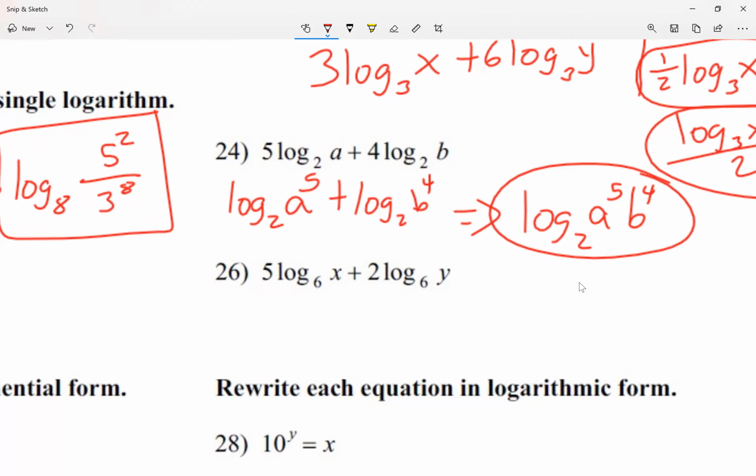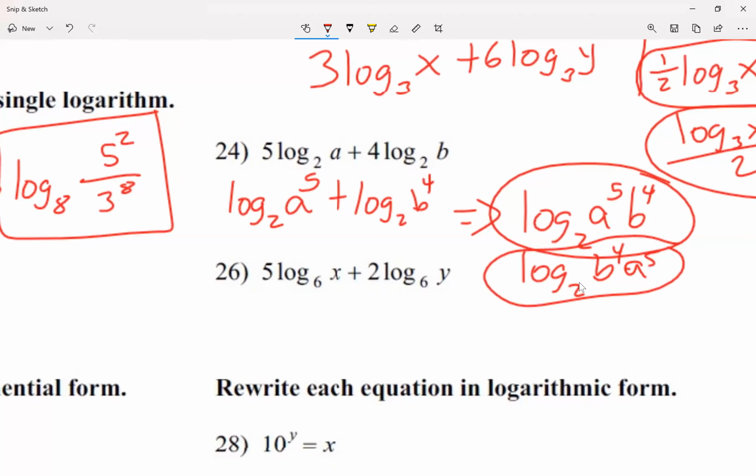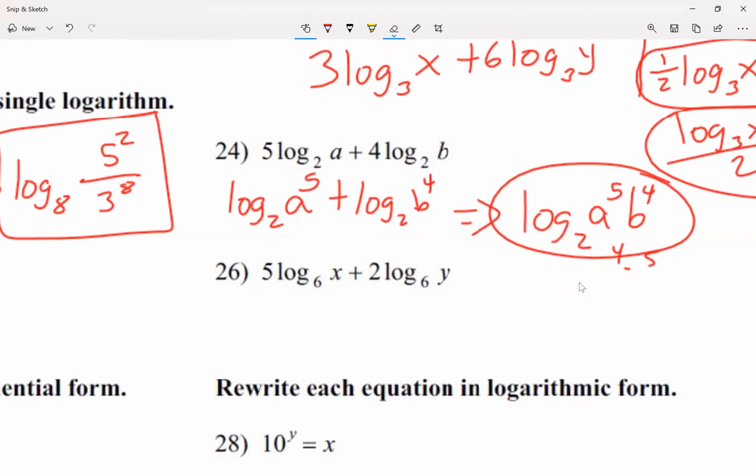Now, some of you guys might tell me, is that it? I want to see if you guys are understanding. So if I write log base 2 of b to the 4th times a to the 5th, it's going to confuse some of you guys on your choices. Multiplication, the ordering in multiplication doesn't matter. So a to the 5th times b to the 4th is the same thing as b to the 4th times a to the 5th. So just to see if you guys are paying attention, I'm going to switch the order. Okay.